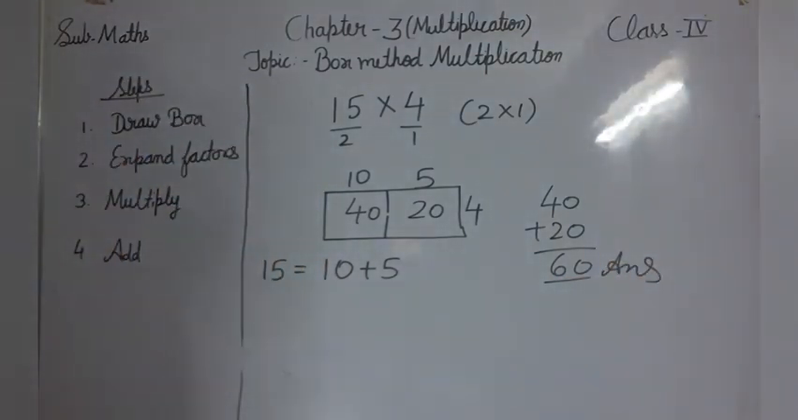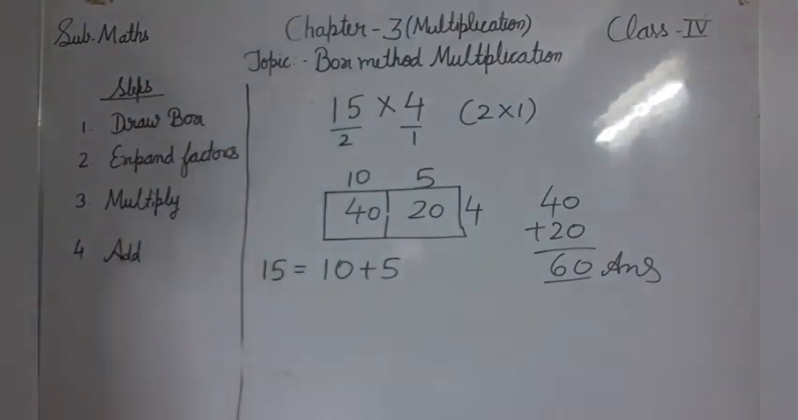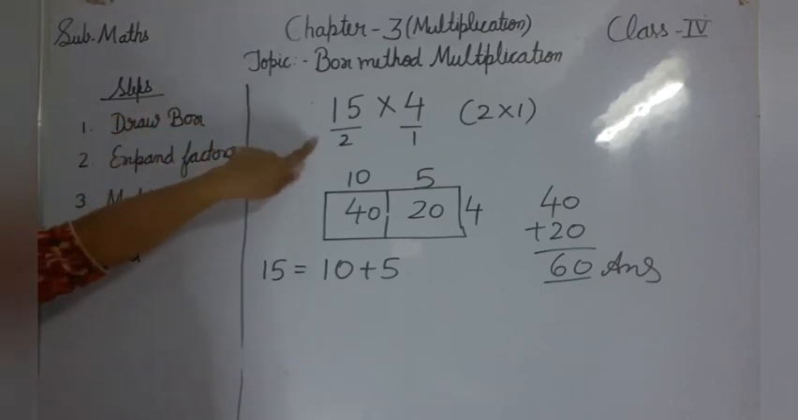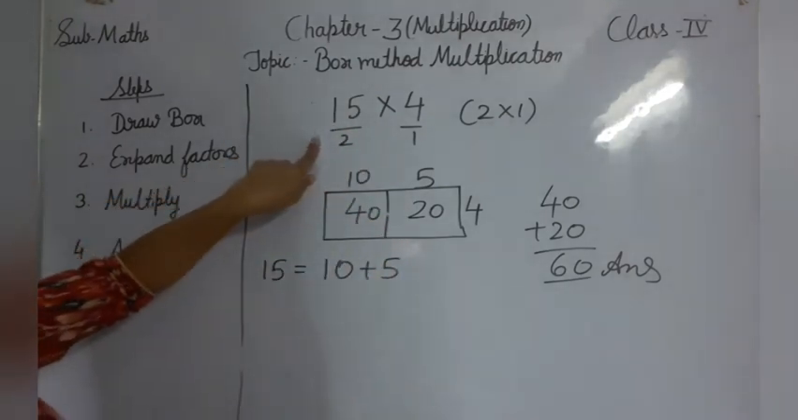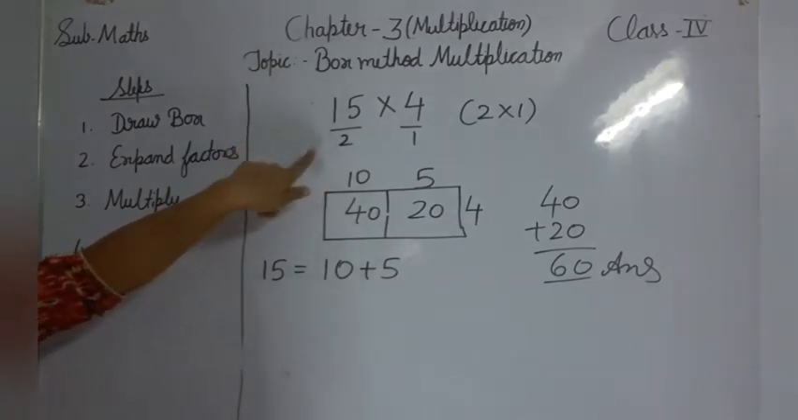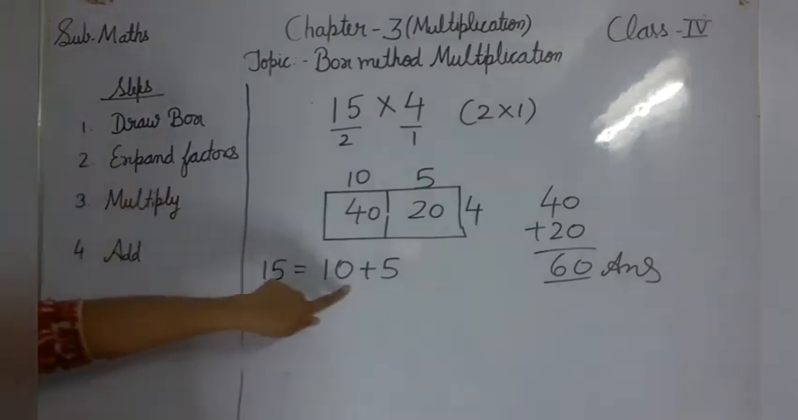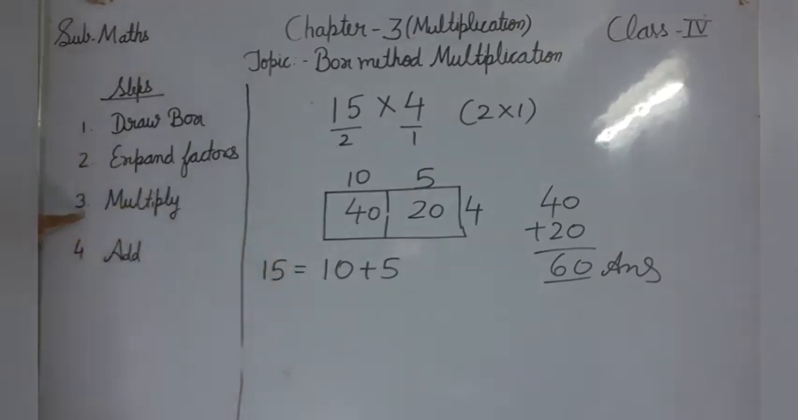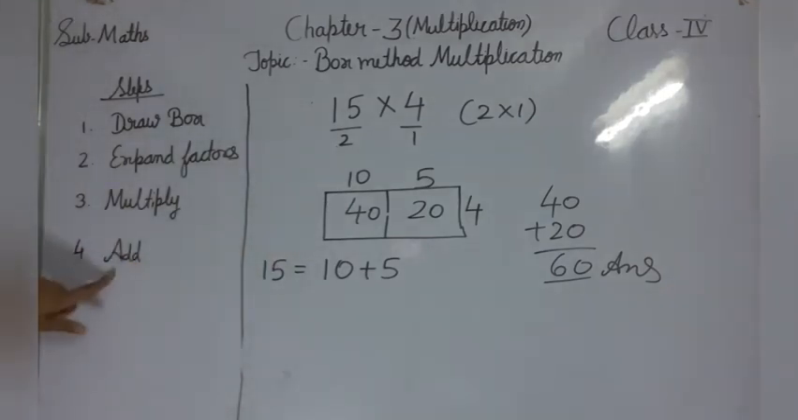Clear? I hope it is clear to you all now. Box method. What we have to do: just draw the box, expanded factor, then multiply, then addition. First we need to draw the box, and how many boxes we need to draw depends on how many digits a number has. Okay, it is 2 digit, 3 digit, it depends on that. Second, we have to write the number in expanded form. And the third, we need to multiply like the lattice method. And the fourth one is addition.